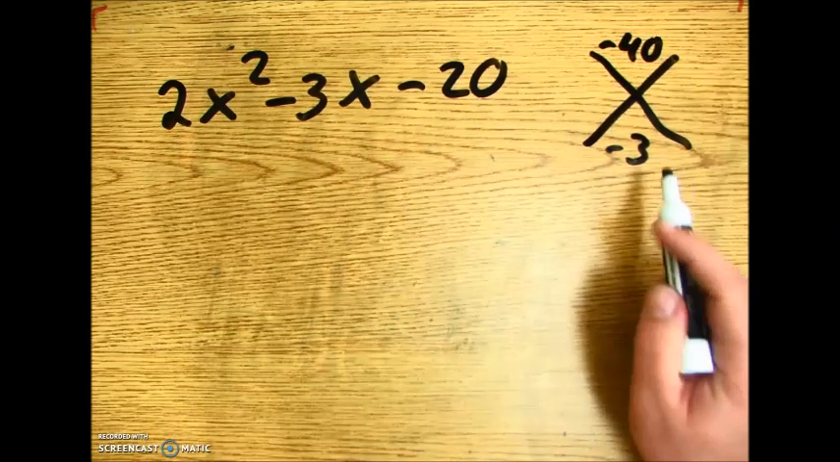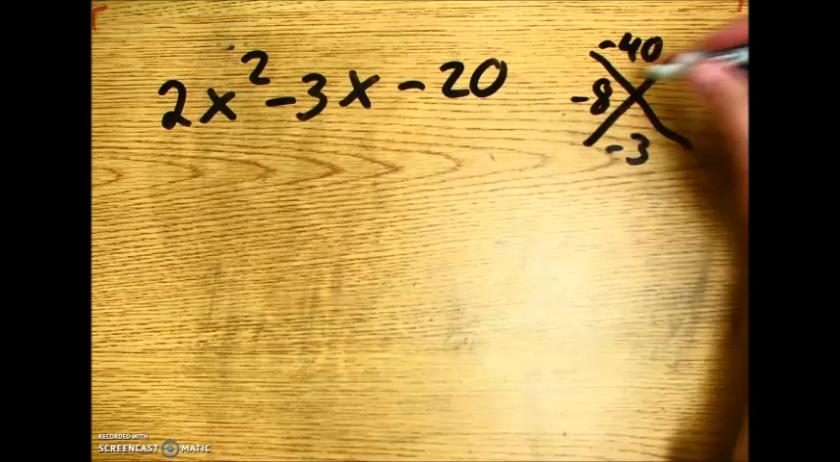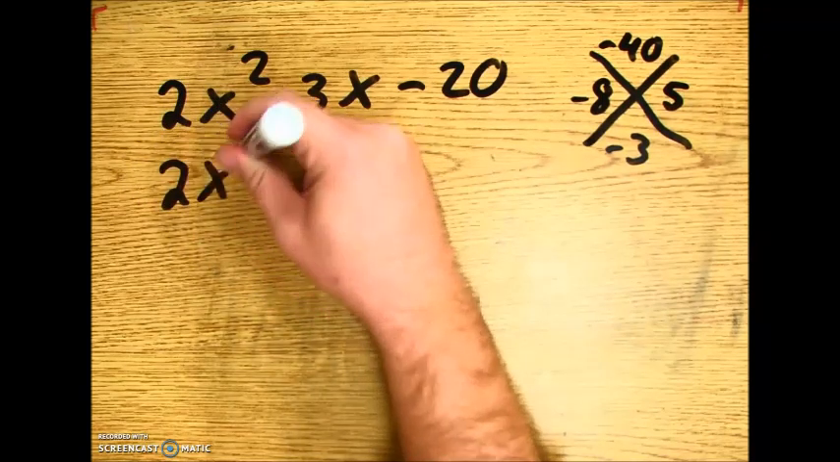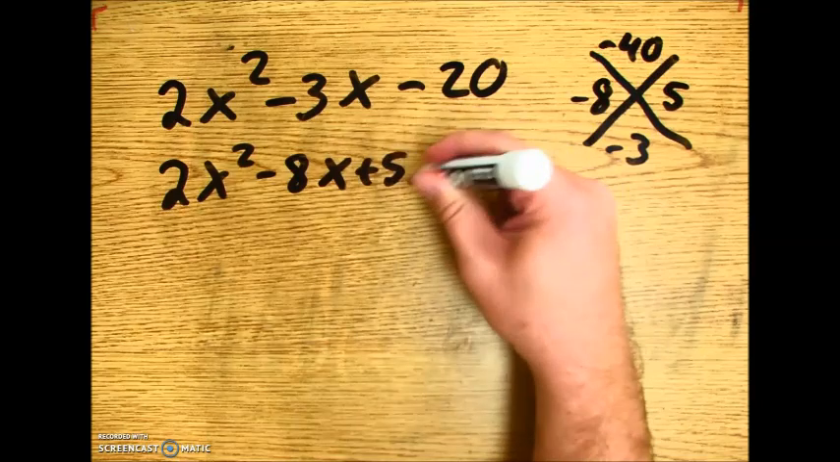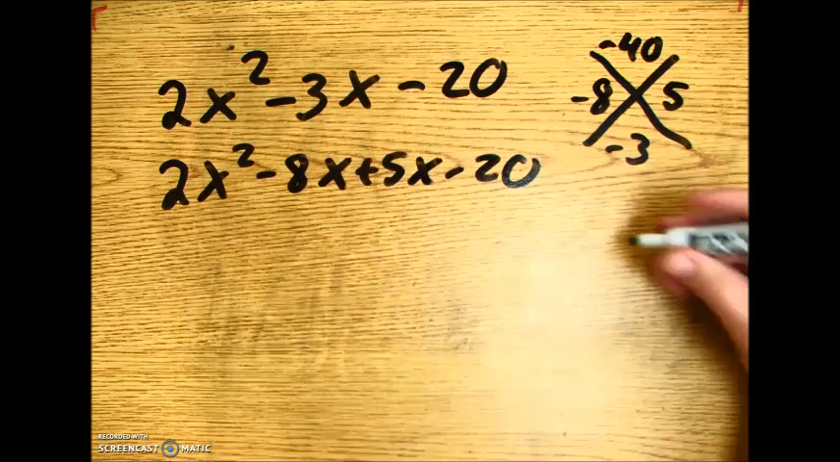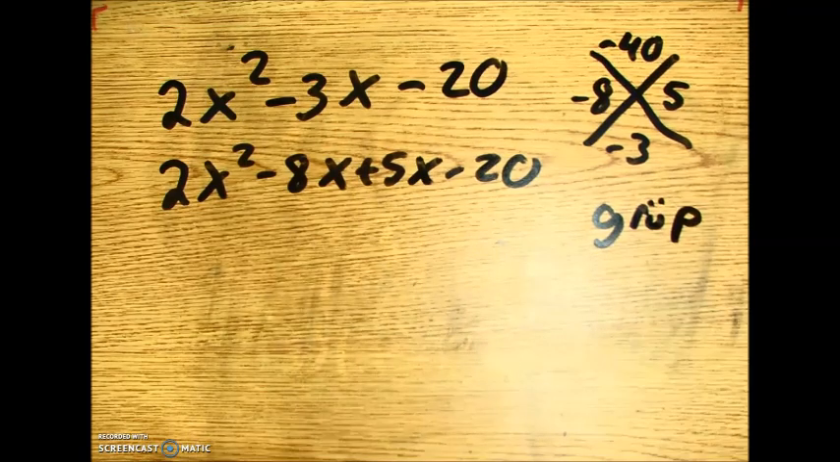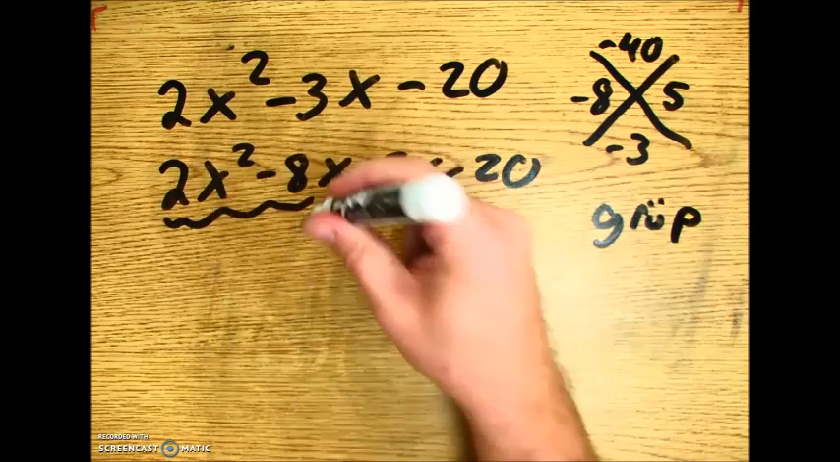So what plus what gives you negative 3, but multiply gives you negative 40? It would be negative 8 and 5. So we get 2x squared minus 8x plus 5x minus 20. We have 4 terms. Maybe we should group these together. So what can I factor out of my first group?